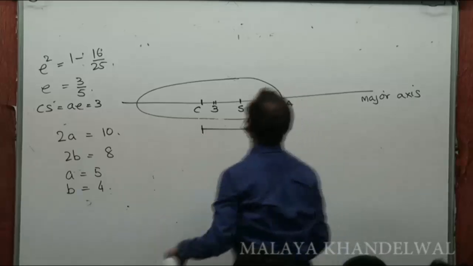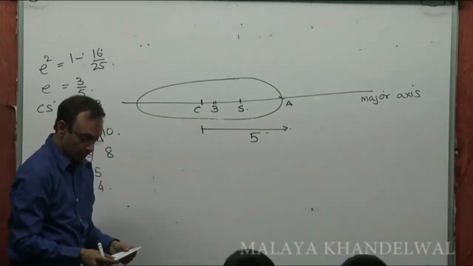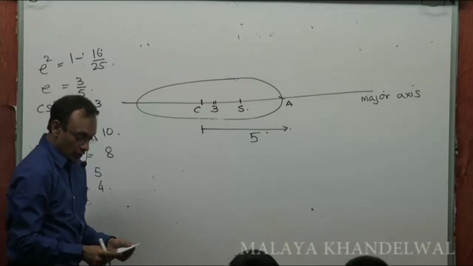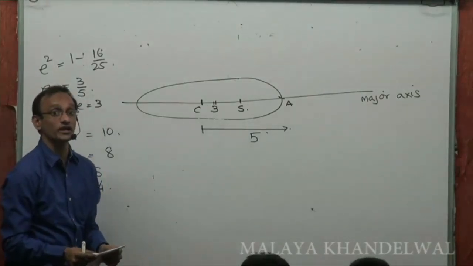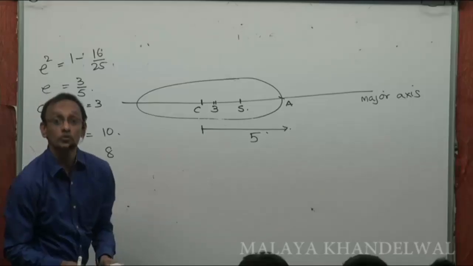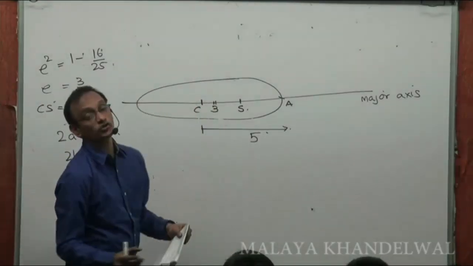Now with S as the center, a circle is drawn which is tangent to the ellipse. That means it has a common normal with the ellipse. What would be the radius of the other circle?